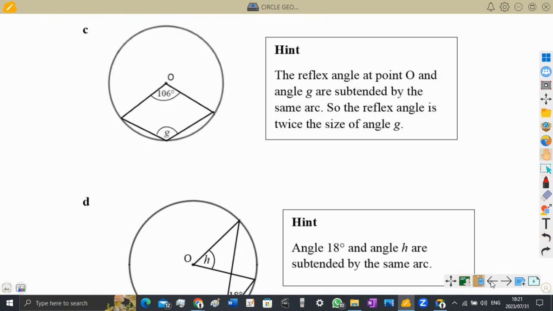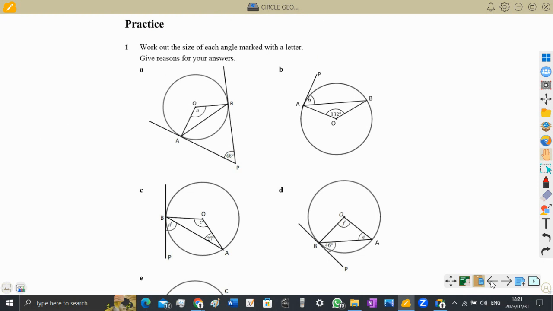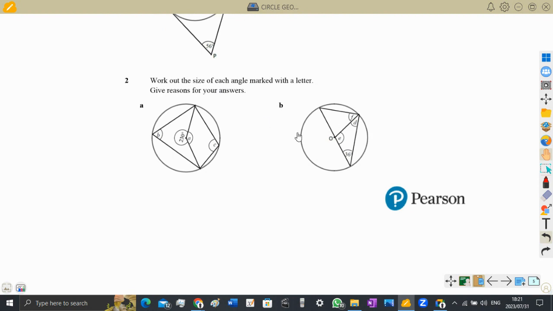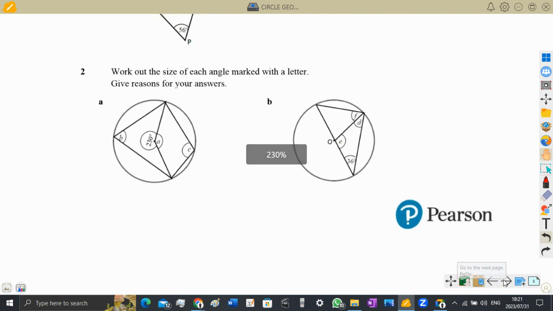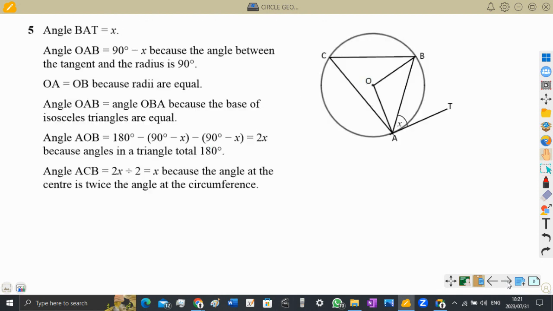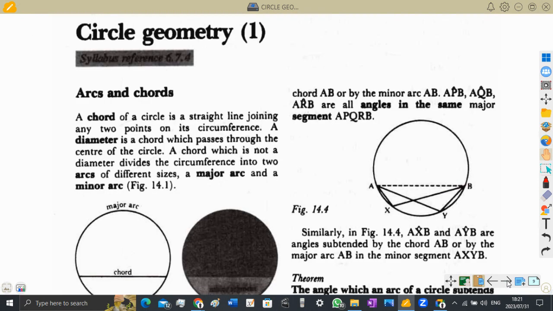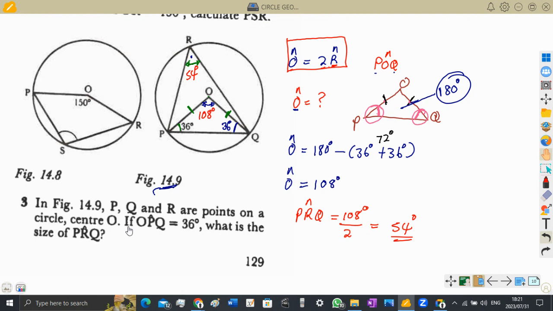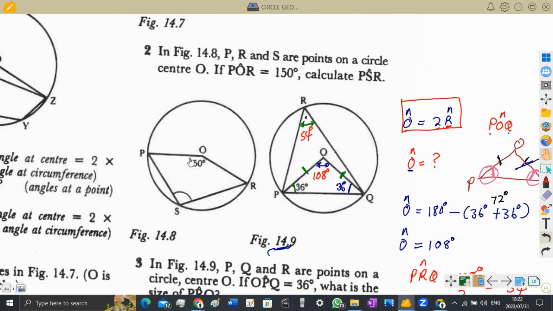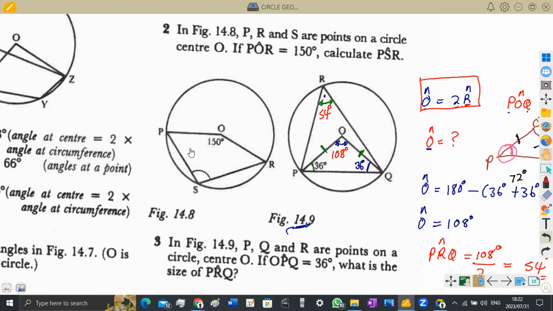14.8. On these questions, or from the NGM book 3? The previous one, Fig 14.8. Fig 14.8, all right. Let's see. Or on this one? Yes, this one. All right. Our question is on top here.